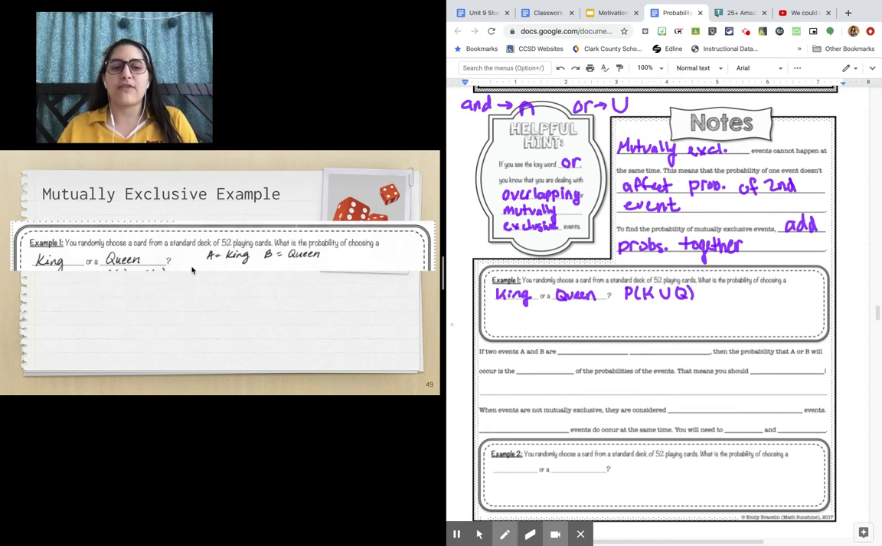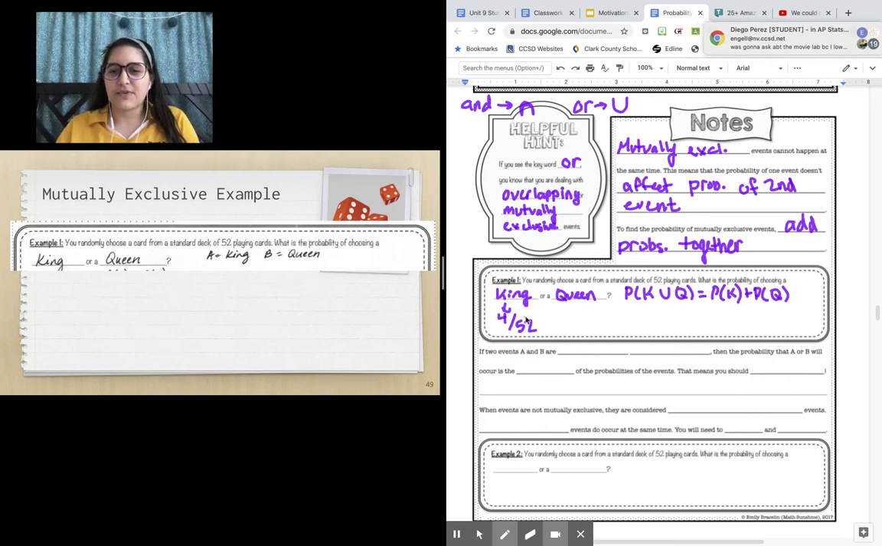Okay, and I know I have it as A and B over here, but I'm going to write it as king and queen, so K and Q for you on the right side. Okay, so all I need to do is add those probabilities together. So I need to add the probability that I get a king plus the probability that I get a queen. Okay, so in the deck, there's 4 out of those 52 cards.